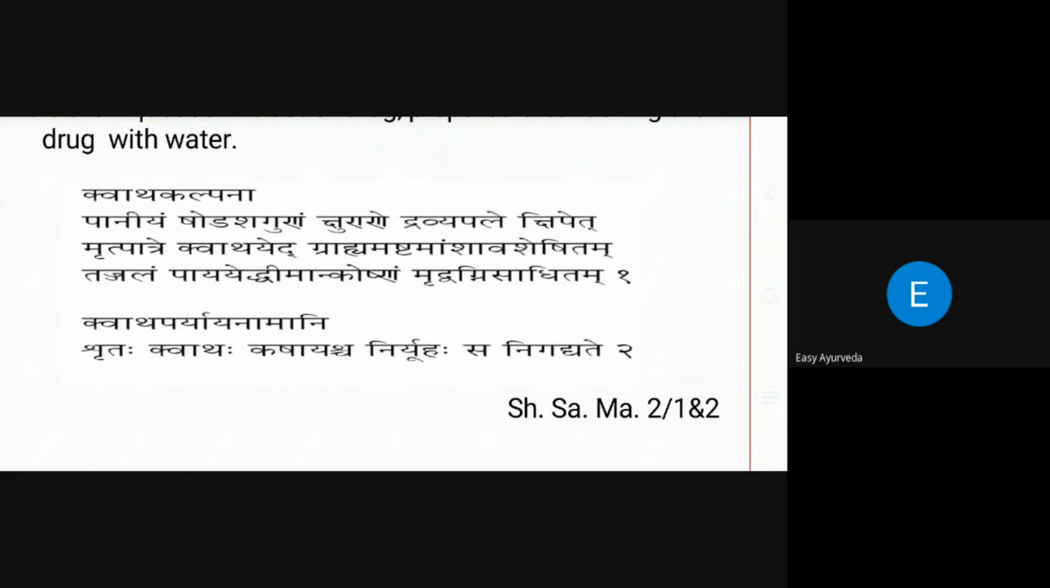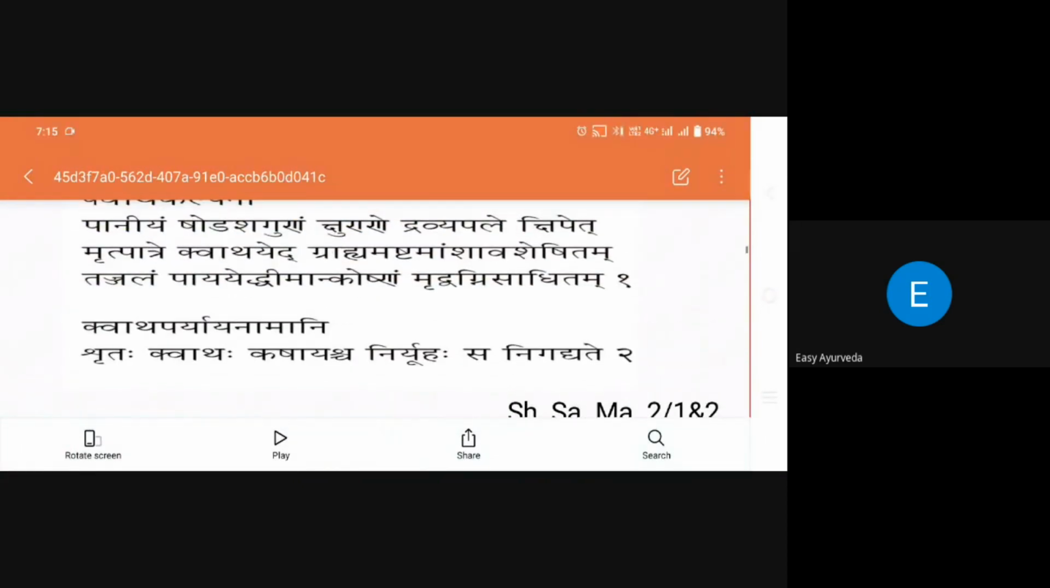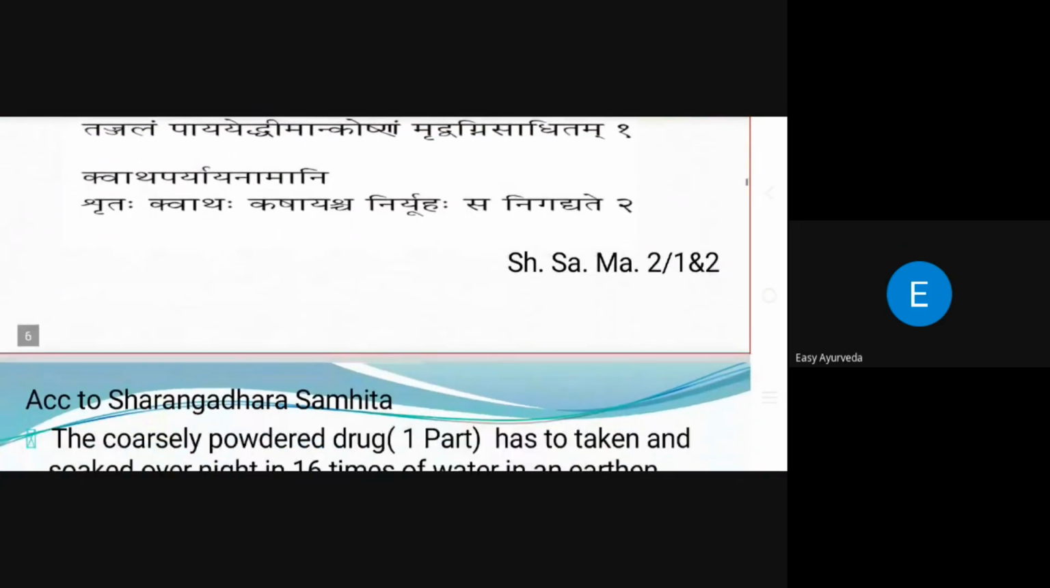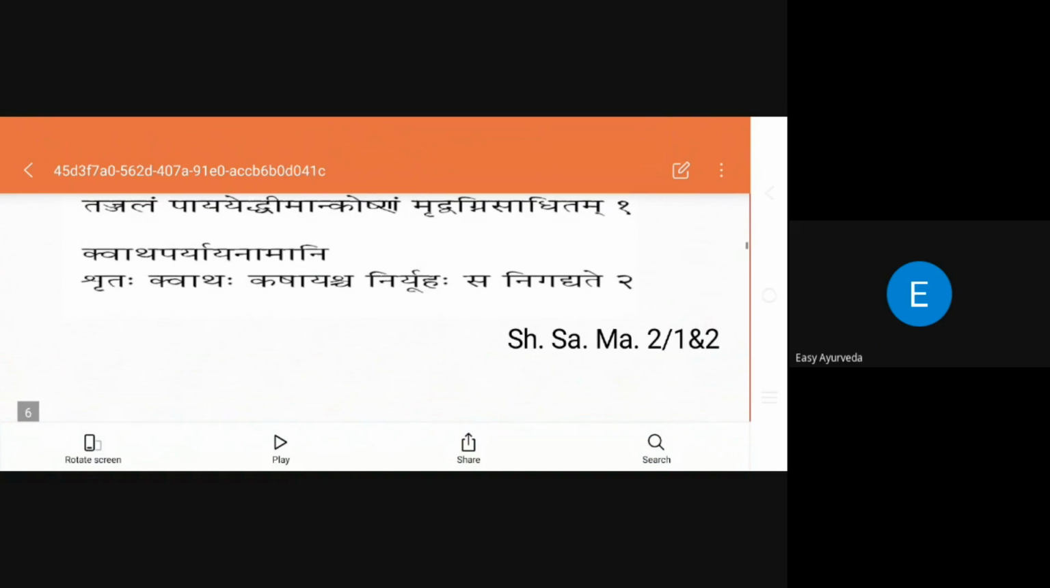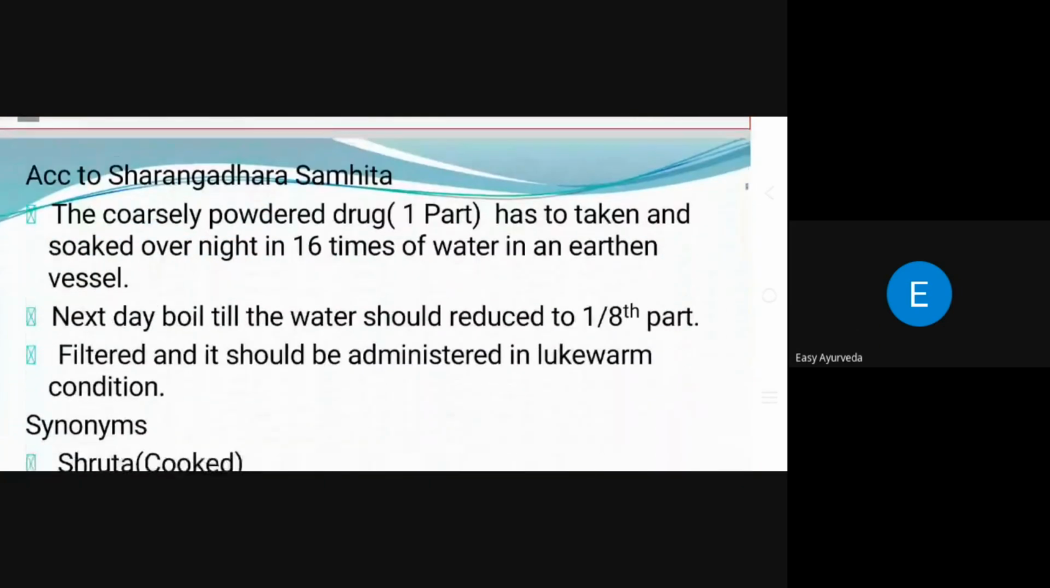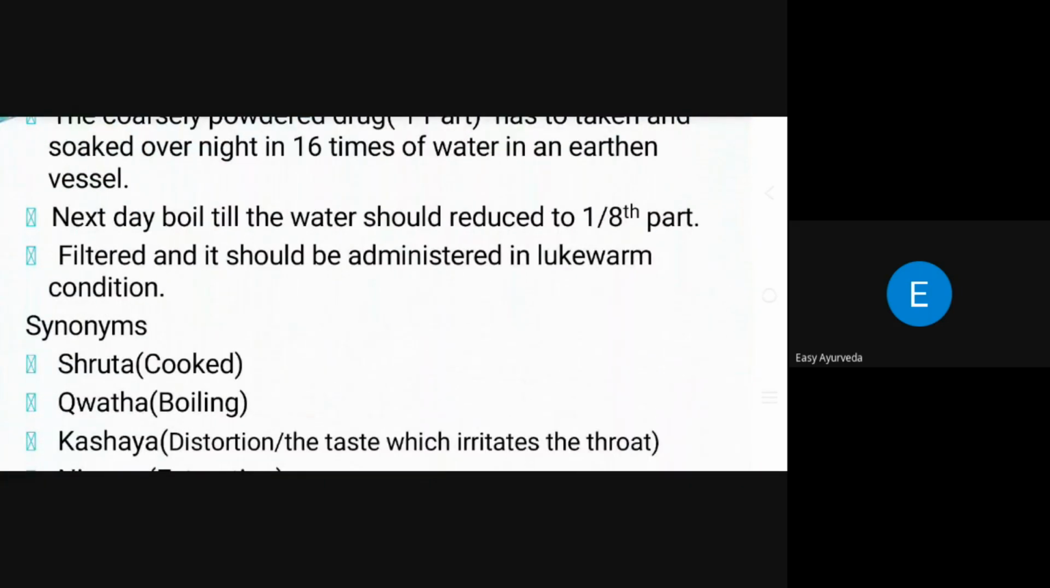Ashtam Avasheshitam. And then Tajjalam Payet, for drinking purposes, it has to be filtered and collected. Payet Diman Koshnam Murdwagni Saditam. It says it should be boiled on a mild fire. It should not be a high flame. It should be on Madhyamagni or Murduvagni, and boiled properly.